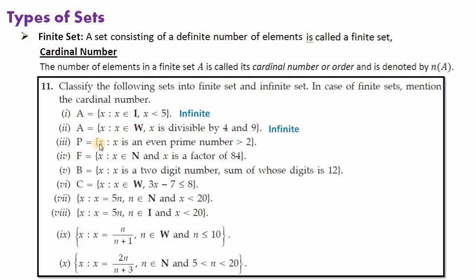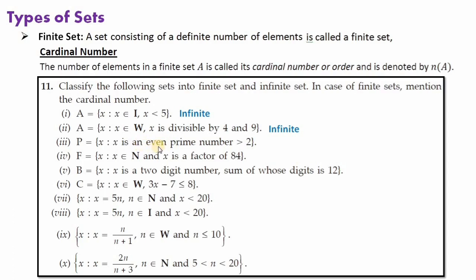Now, next is x is an even prime number greater than 2. So is there any even prime number greater than 2? No, right? The only even prime number is 2, and other than that all are odd, isn't it? So basically what kind of set is this? This is an empty set, isn't it?